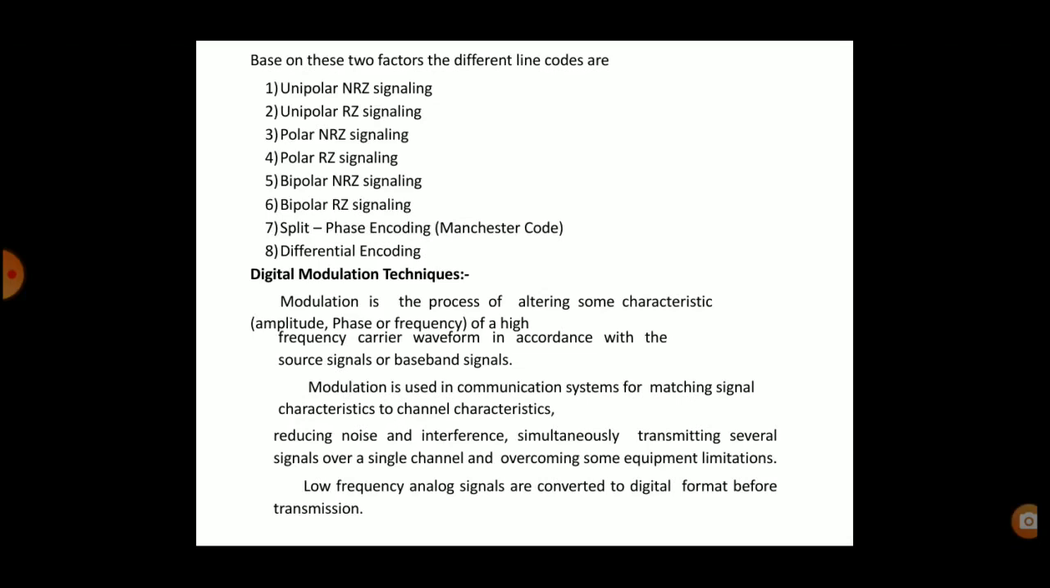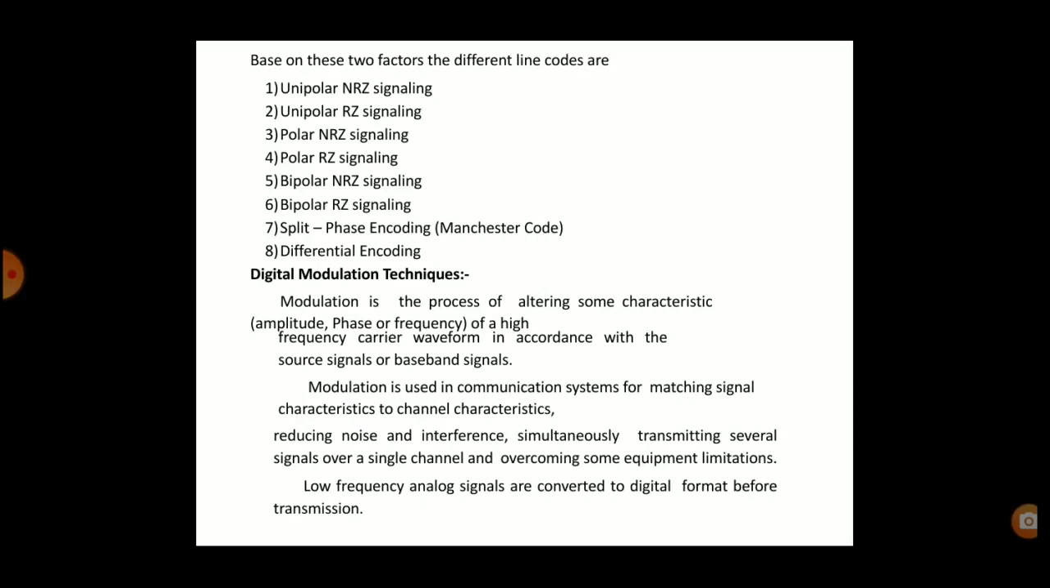Digital modulation techniques. Modulation is the process of altering some characteristic, amplitude, phase, or frequency, of a high frequency carrier waveform in accordance with the source signal or baseband signal. Modulation is used in communication systems for matching signal characteristics, reducing noise interference, simultaneously transmitting several signals on a single channel, and overcoming some equipment limitations.